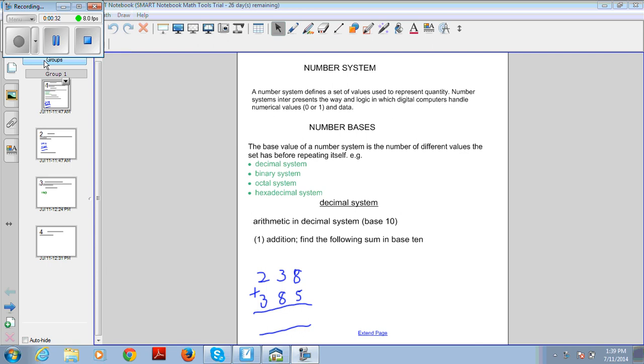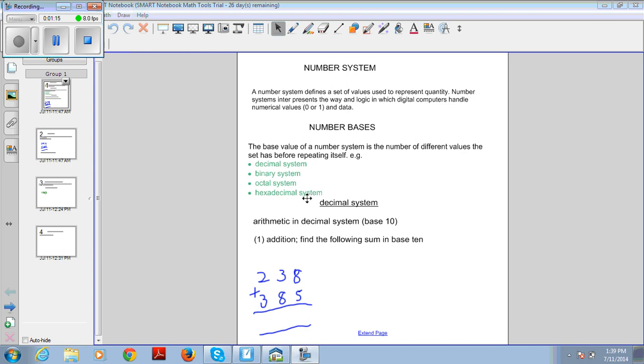The base value of a number system is the number of different values the set has before repeating itself. What does this mean? It means that for decimal system, it has a range of value from 0 to 9 before it repeats itself as 10. So the range of values that made up decimal systems are from 0 to 9. The binary system also has a range of value from 0 to 1. 2 is not included. Octal system has a range of value from 0 to 7. 8 is not included.